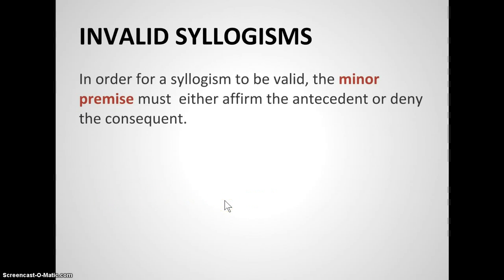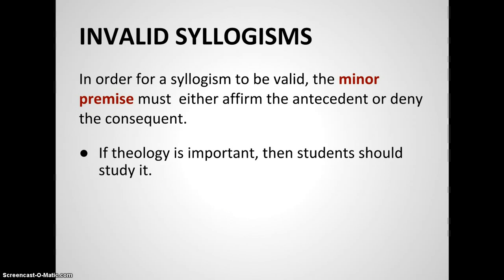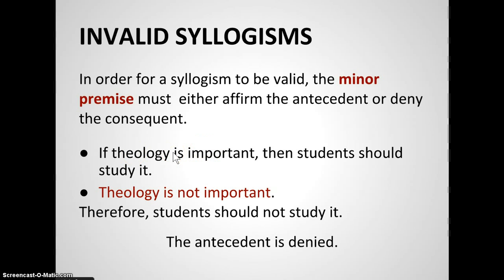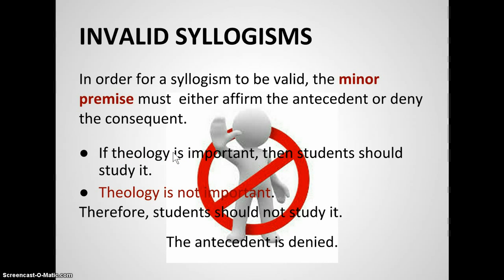Let's look at some invalid syllogisms. Again, let's remember our rule, and let's put up the major premise. Here's a minor premise, but now notice it's denying, notice the word not here. It's denying the antecedent. The antecedent is denied. That is a bad syllogism. That is an invalid syllogism. That syllogism is absolutely useless.